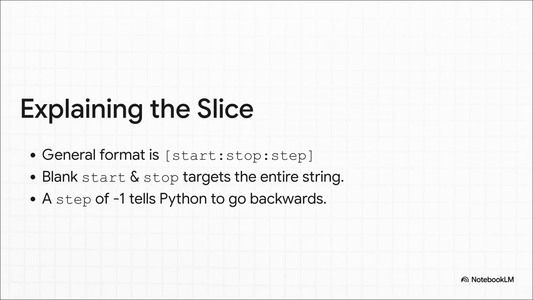Well, it's all about something called extended slicing. The format is always start, stop, step. Now, by leaving the start and stop parts blank, we're basically telling Python, hey, I want you to look at the entire string. But the real key, the secret sauce, is that last part, the -1 for the step. That's just an instruction that says start from the end and go backwards, one character at a time. It's just a beautifully efficient way to use a feature that's already built right into the language.